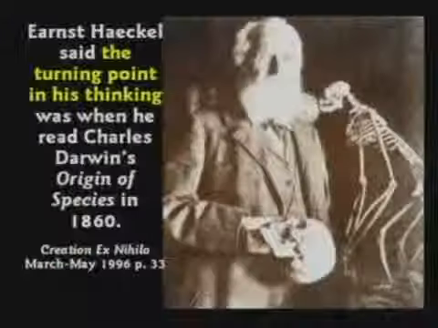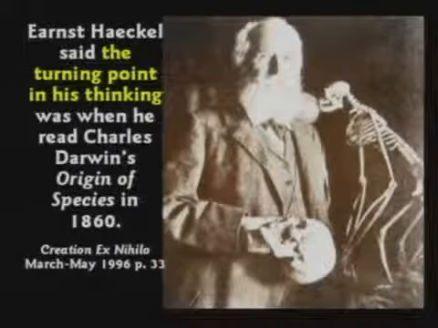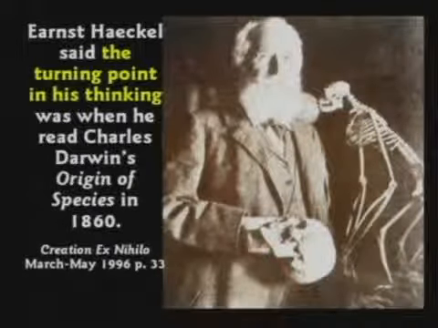Haeckel said the turning point in his thinking was when he read Darwin's Origin of Species in 1860, the year it got translated to German. Haeckel wanted to find some evidence for evolution. He liked the theory, a lot of people do, because it gets rid of God. So Haeckel said, we've got to find a way to get some evidence for this theory. Nine years later, there still was no evidence. So Ernst Haeckel decided to help out.